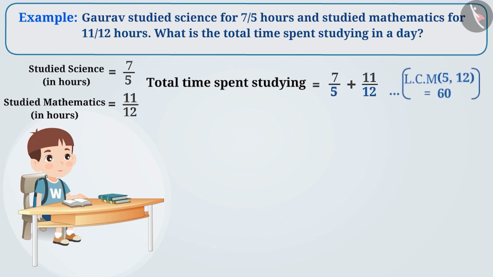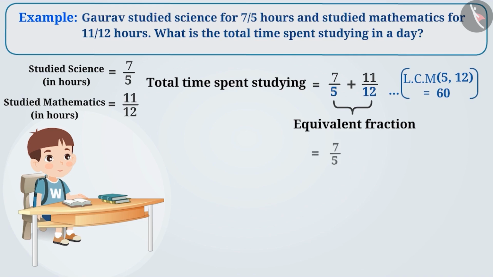The LCM of 5 and 12 is 60. Now, we find the equivalent fractions of both fractions whose denominator will be 60. In order to do this, we will multiply the numerator 7 and the denominator 5 of 7 by 5 by 12. Similarly, we will multiply the numerator 11 and denominator 12 of 11 by 12 by 5.